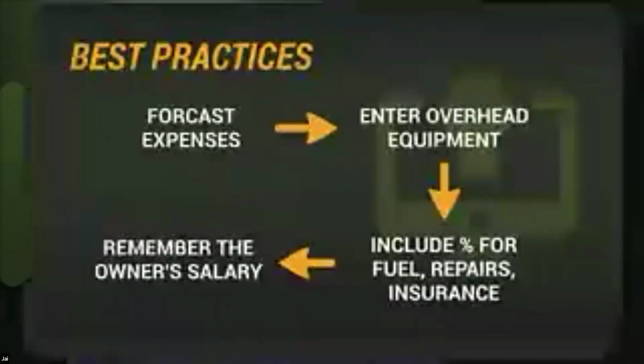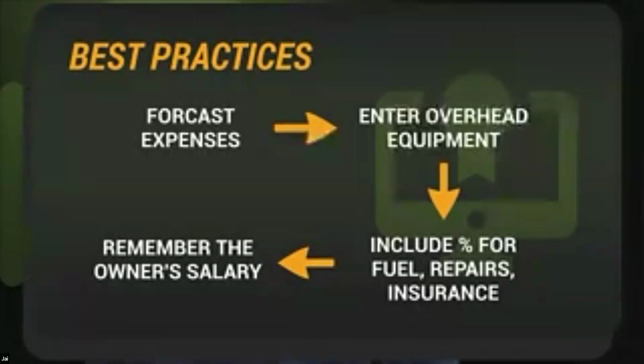So let me give you a reminder on some of these best practices here. When it comes to building out your overhead budget, remember to forecast your expenses. So if you're going to be doing an office renovation, make sure you include that as an added expense within your overhead. If you have any shop or office vehicles or the owner's truck, you want to make sure that you plug those in the same way you're doing in the equipment budget within the overhead equipment section, so that way you can recover those costs at the end of the day. And again, the same thing applies to those general expenses, such as the fuel, repairs, and insurance.